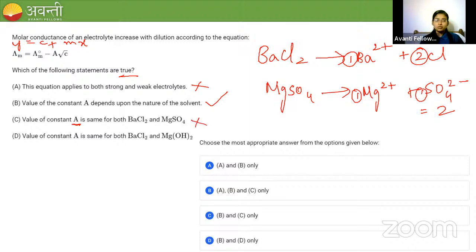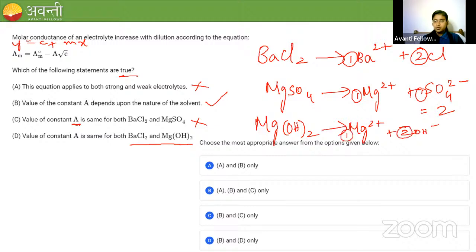Then when you come to statement D, the value of constant is the same for both barium chloride and magnesium hydroxide. If I go for magnesium hydroxide, it dissociates as magnesium 2 plus and 2OH minus. So one cation and two anions. So the number of ions produced is 3.